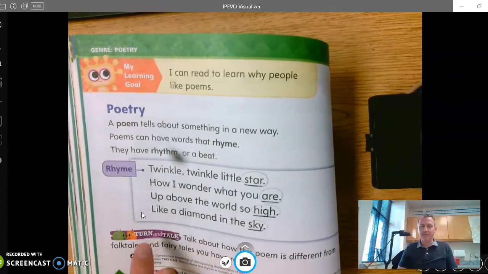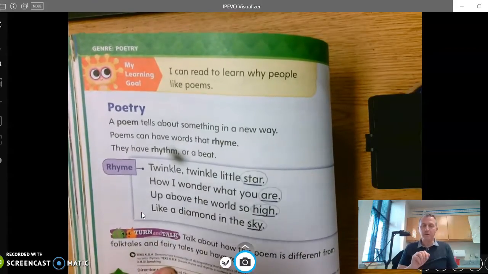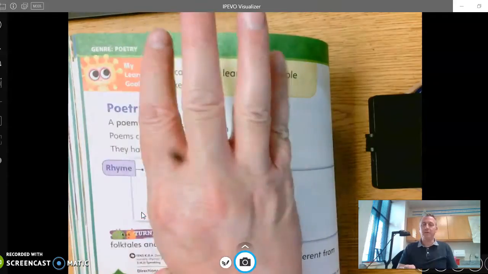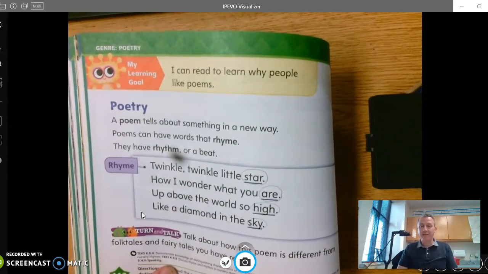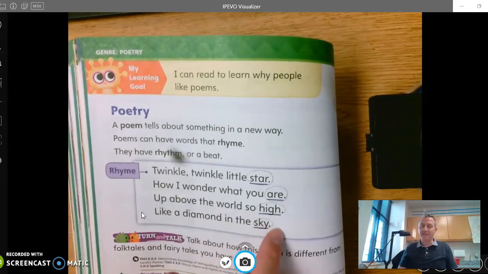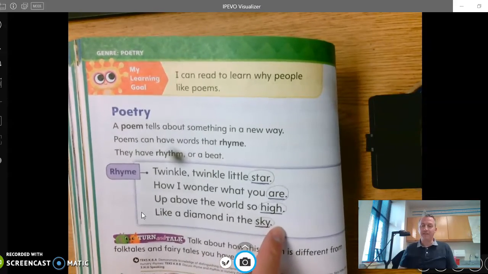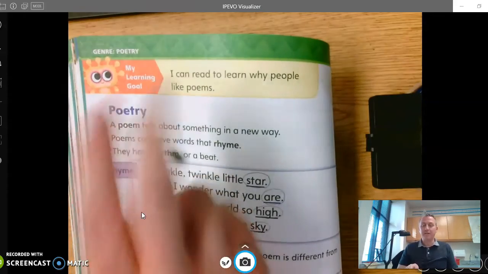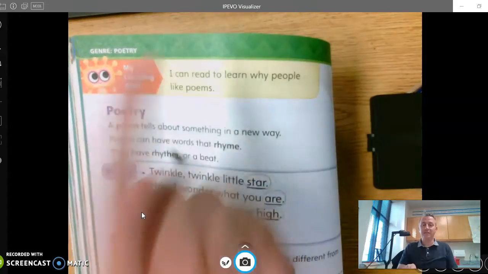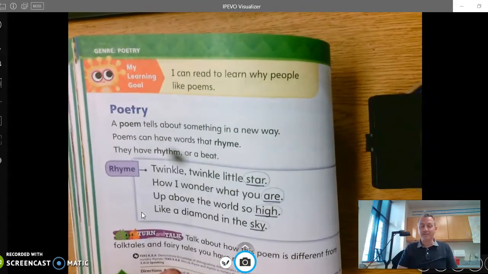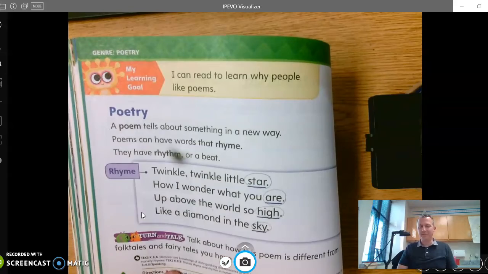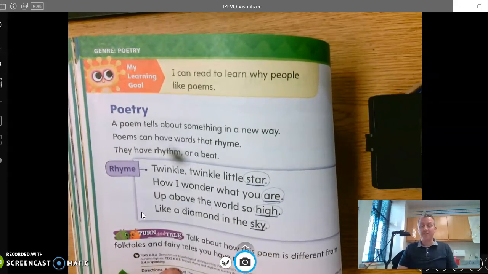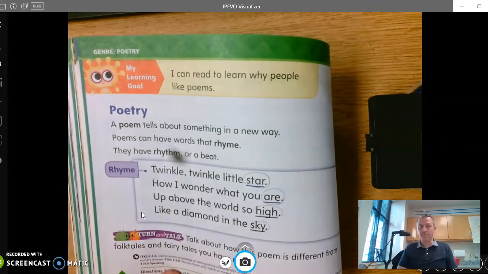7 and 7. How about the last two? Up above the world so high. There it is. 5 and 2 more make 7. What do you think? The last one has the same amount of beats, the same rhythm. Like a diamond in the sky. There it is. Very good. So they all have 7 beats on there. You could almost say 7 syllables, but 7 beats, so they have the same rhythm throughout.